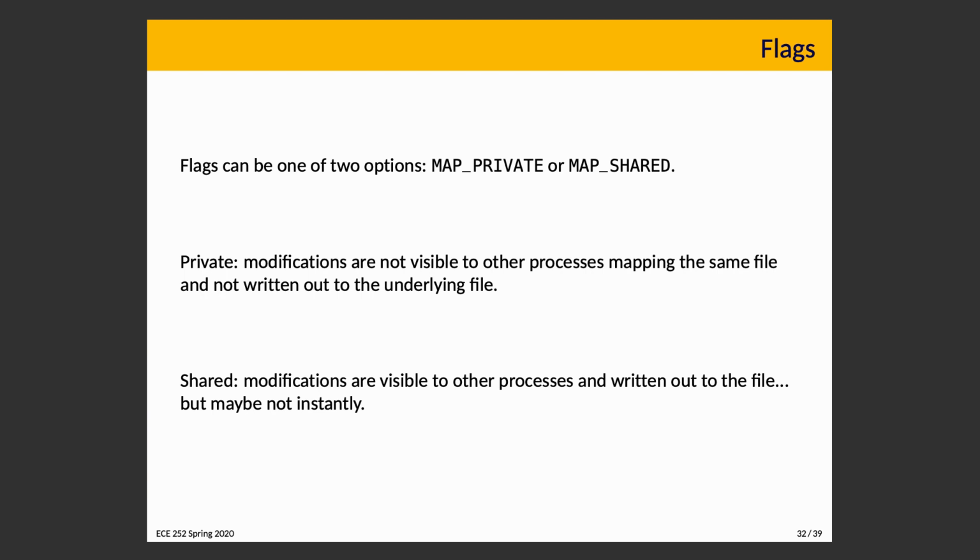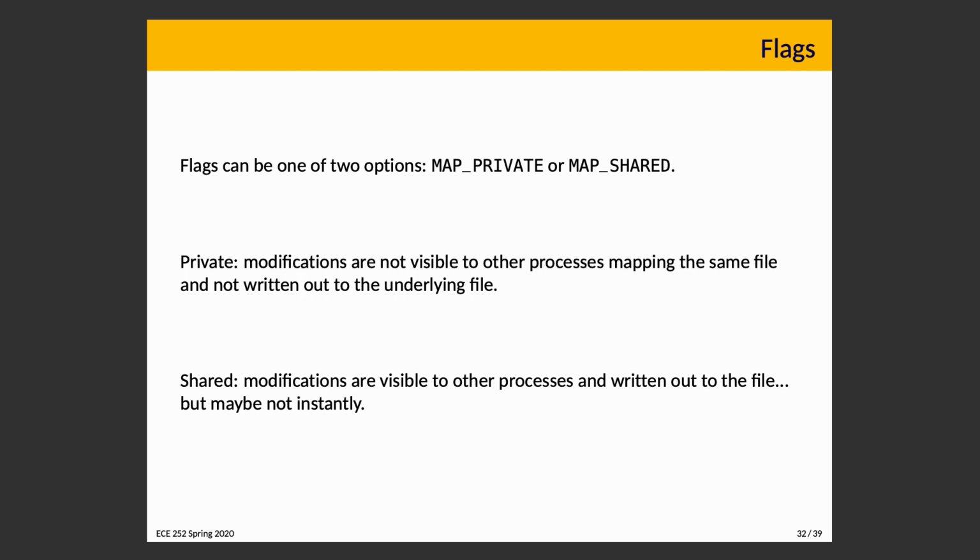Flags have two options: private and shared. Private means that modifications are not visible to other processes that are mapping the same file, and they're not written out to the file on disk, referred to as the underlying file. That means we loaded a copy of it, and it's just our copy. We can play around with it, but it doesn't get saved.